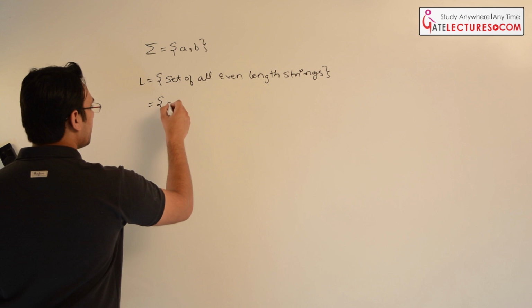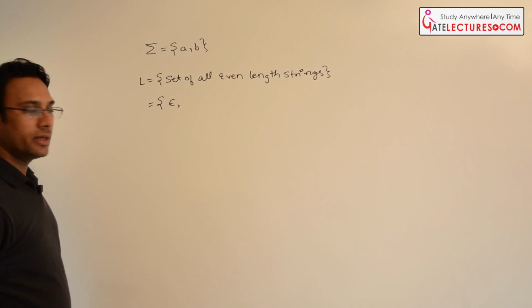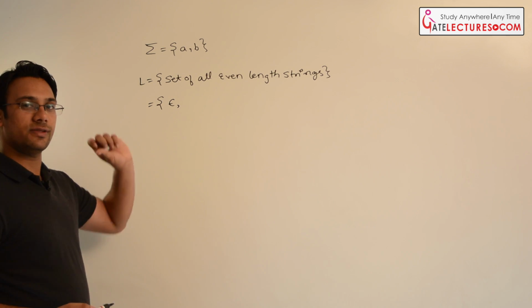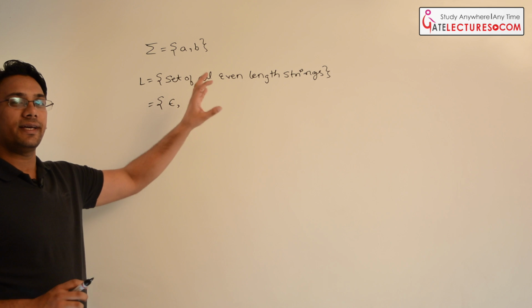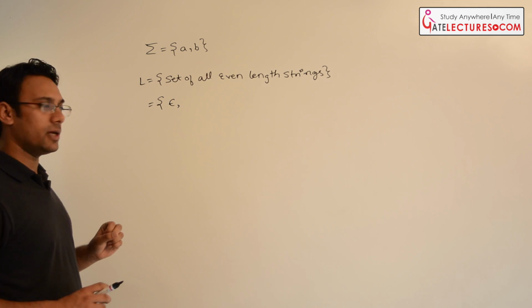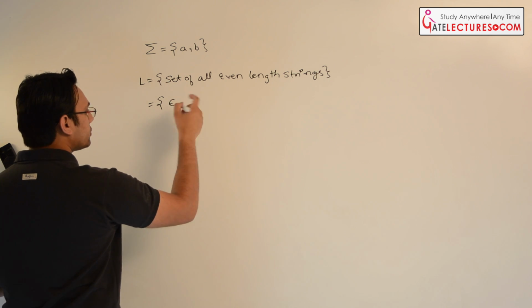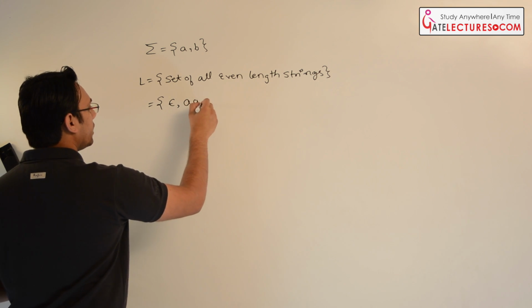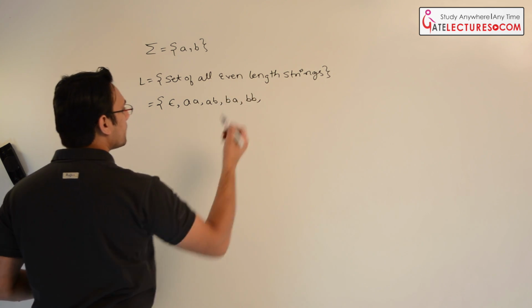The initial string can be epsilon, because phi means an empty string and epsilon means a string of length 0. Why am I saying string of length 0? Because a string of length 0 is an even length string. Okay. Now we can have strings of length 2. What are the strings of length 2? They are AA, AB, BA, BB.